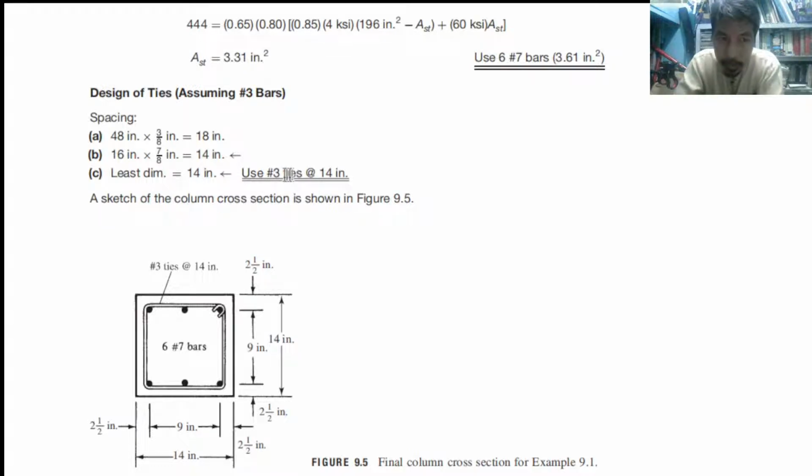Use number 3 ties. This is normally used for the type of bars, which is number 7. So the sketch is like this, the column that we design. So 14 by 14, we have 6 longitudinal bars, we have number 3 ties at 14 inches spacing. Okay, so we have concrete cover 2.5, 2.5 on every side.